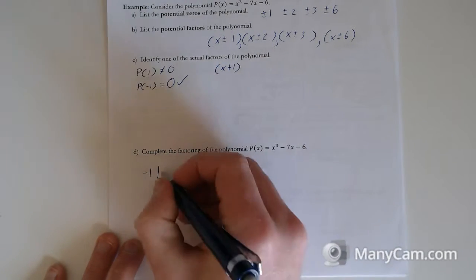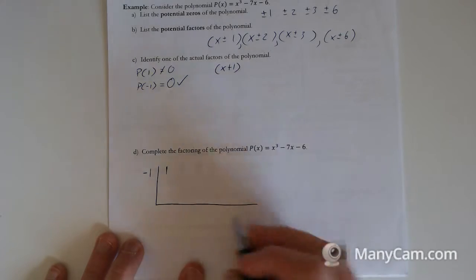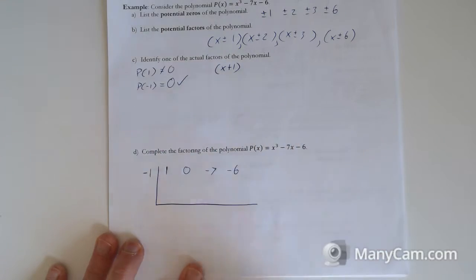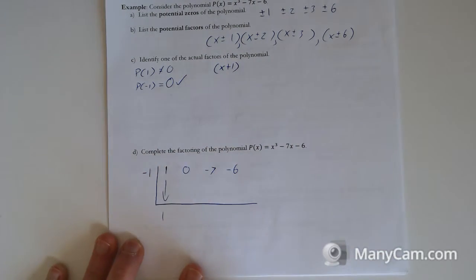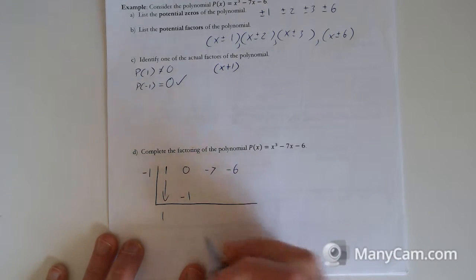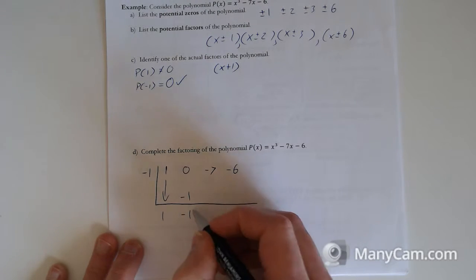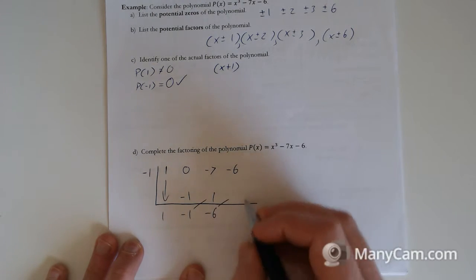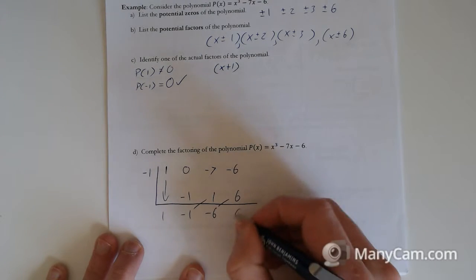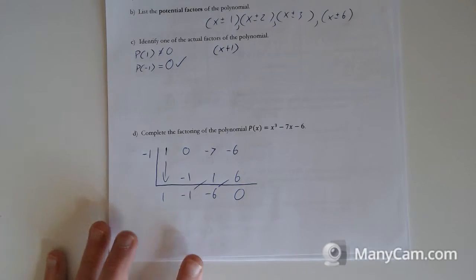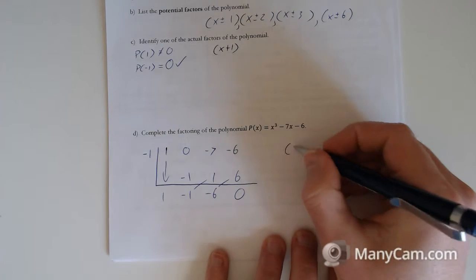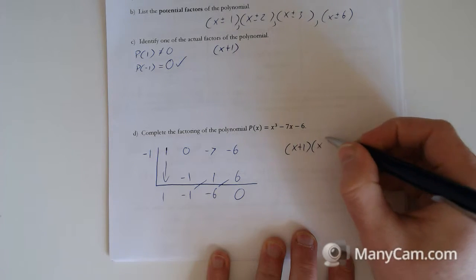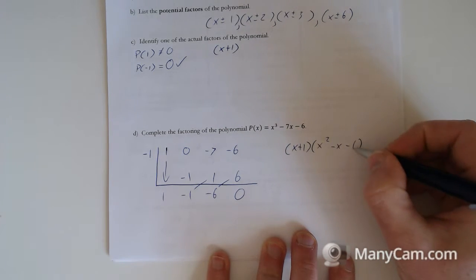And we write the polynomial down, so it's 1, then it's 0, don't forget to add the 0 in there, -7, and -6. Okay, so 1 becomes 1. 1 times -1 is -1. Add them together, you get -1. Switch to +1. You get -6 now, and you get +6. And when you add those together, you end up with 0. So nice and easy. So we know we can write this as x plus 1, and what's left is x squared minus x minus 6.